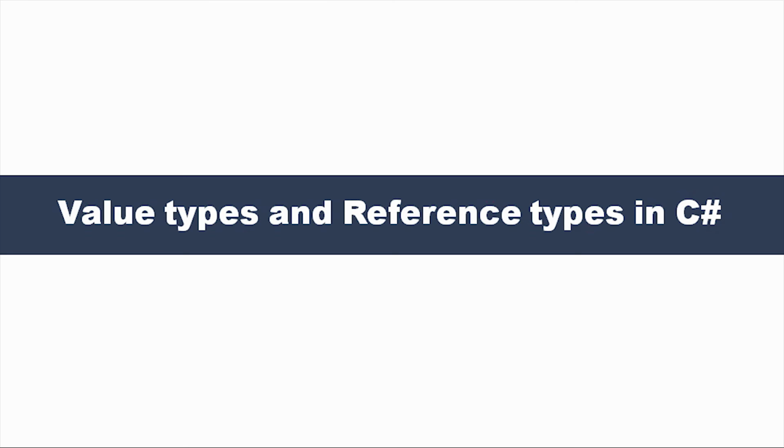Now let me tell you a couple of examples of value types and reference types. The examples of value types are int, float, double, character, etc. And a couple of examples of reference types are string, class, etc. Now let me show you a couple of examples of how we store the data in a value type as well as in reference types.